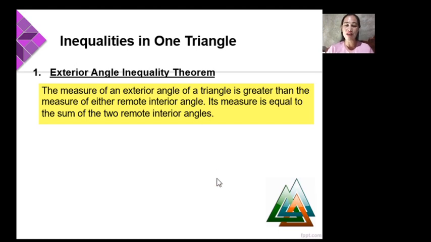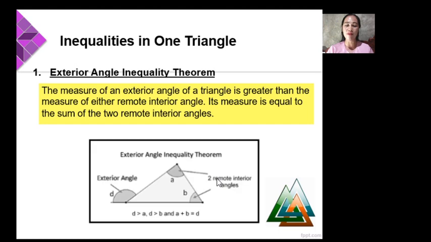So we have there the illustration of a triangle with angle D as the exterior angle and angle A and B as the remote interior angles. When we say exterior angle, this is an angle formed by one side of the triangle and the extension of an adjacent side of the triangle. While when we say remote interior angles, these are the angles that do not share a vertex of a triangle with the exterior angle.